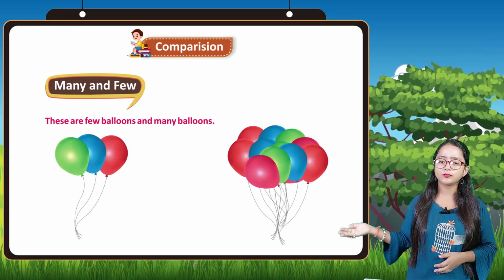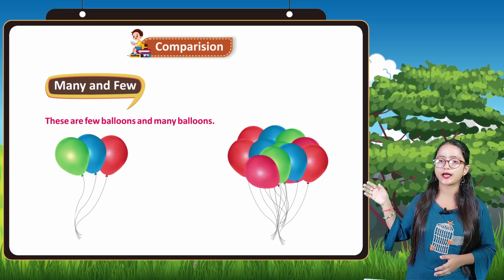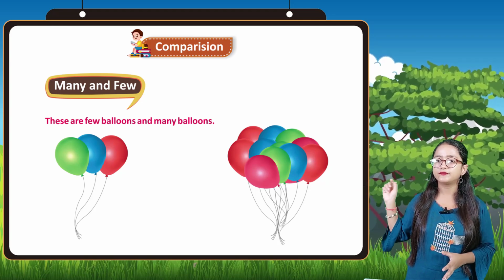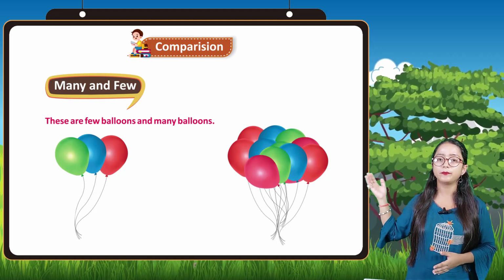Now next one is comparison, many and few. These are few balloons and many balloons. Here you can see that there are only 3 balloons. That means these are few balloons. Whereas you can see there are lots of balloons. So you want to say there are many balloons.